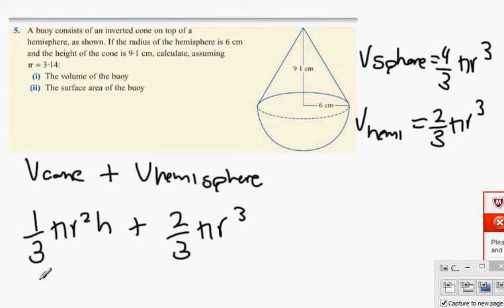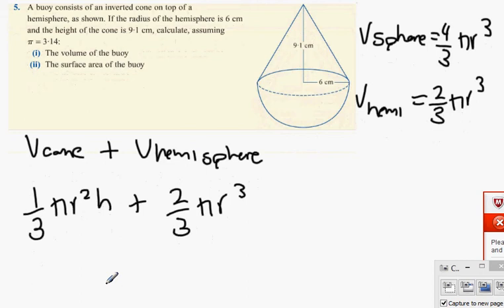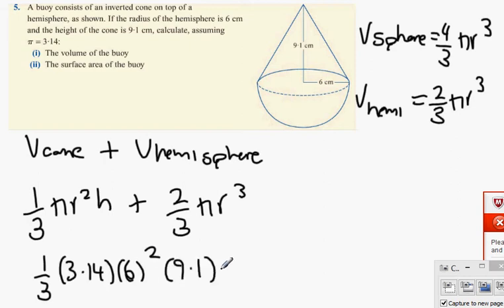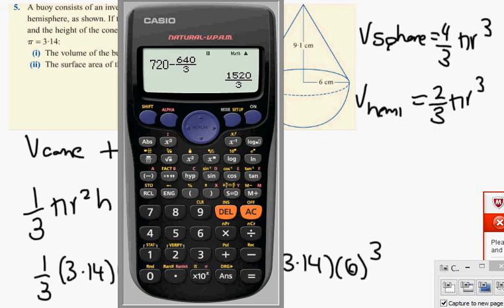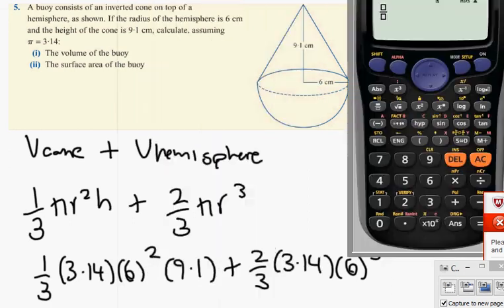Basically what we have to do is just enter all the figures into the calculator. So we're going to get 1/3, 3.14, r squared being 6 squared, h being 9.1, plus 2/3, 3.14, radius cubed is 6 cubed. If some of you could do that in the calculator, that'd be brilliant. If not, I'll try and beat you there.